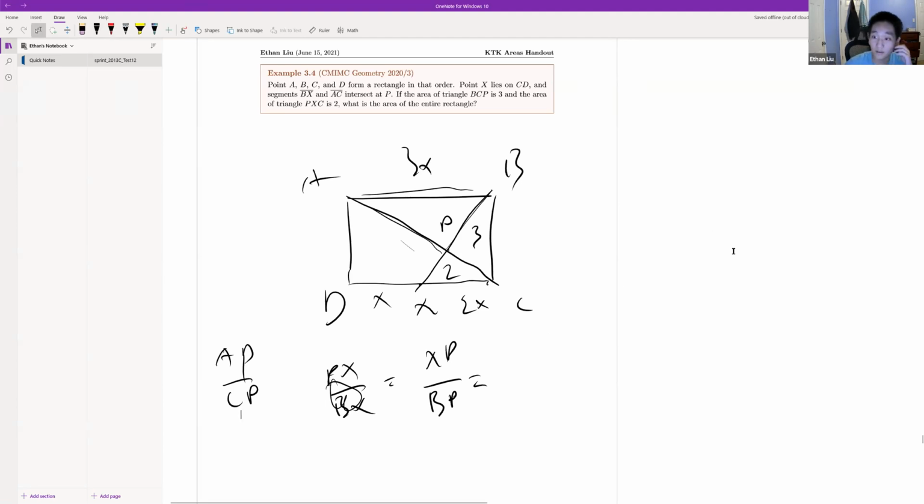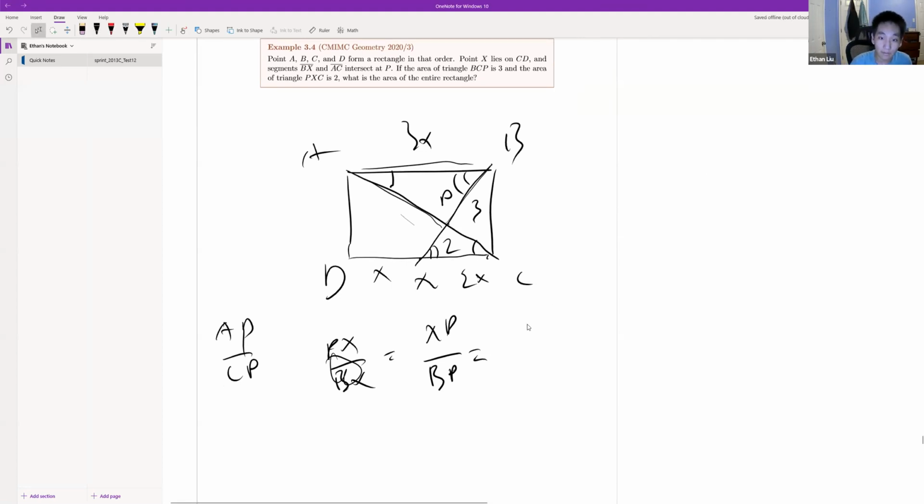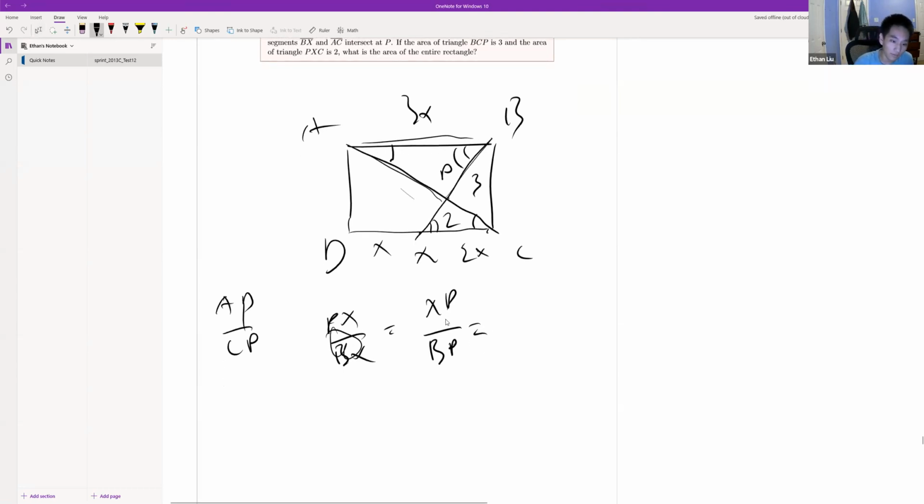Oh no, lost. Okay, so do you see how we know the ratio of XP over BP? Okay, so then have you seen these triangles being similar before? Have you seen this configuration before? Yeah, okay. So yes, 3 over 2, exactly, thank you. Then that's the ratio of AP over CP, which is then the ratio of ABP to PCB.